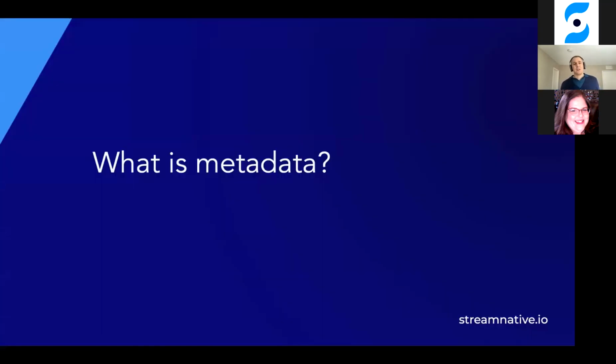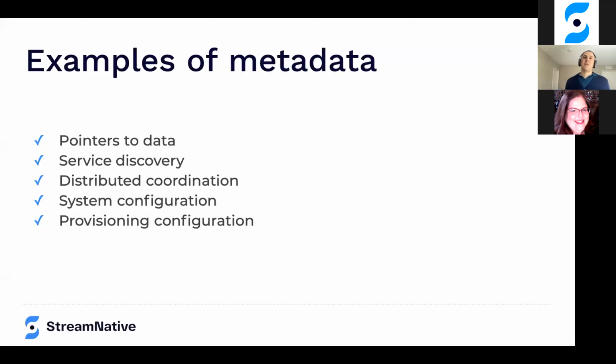We say that brokers and bookies store metadata, but we don't know what that metadata is. So what is the metadata in this context? We have these five broad examples of what we intend for metadata. The main one is pointers to data. We know that data is stored in certain nodes. We need to be able to find it.